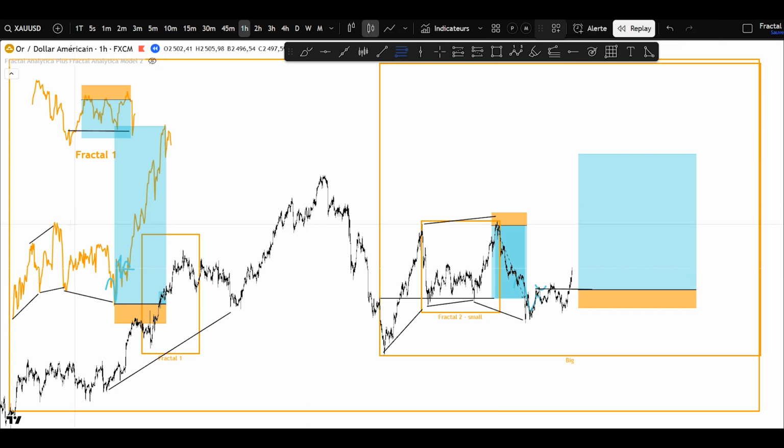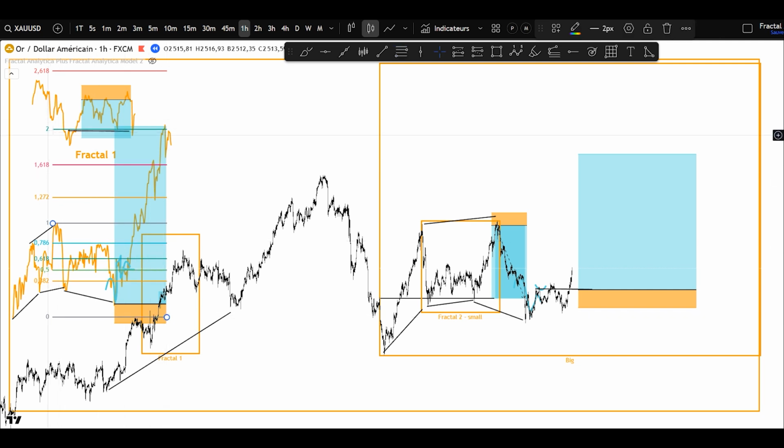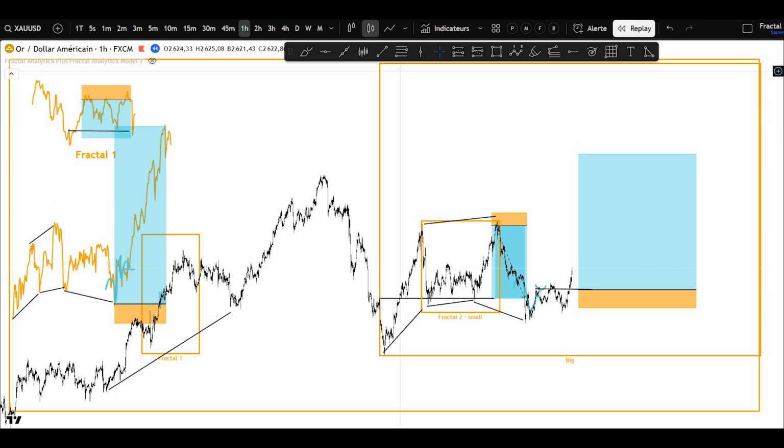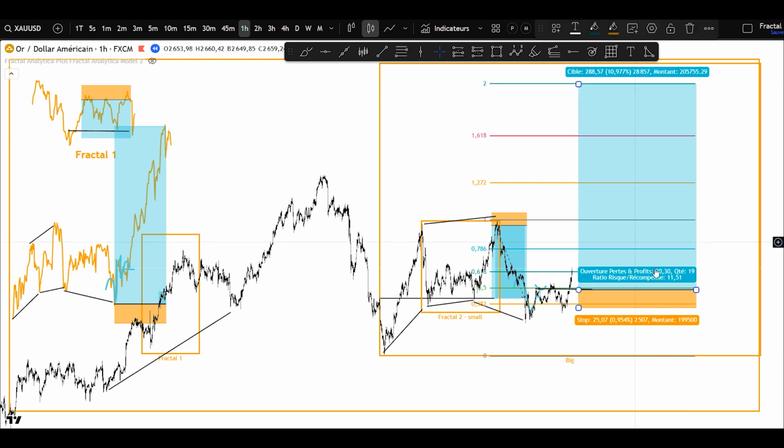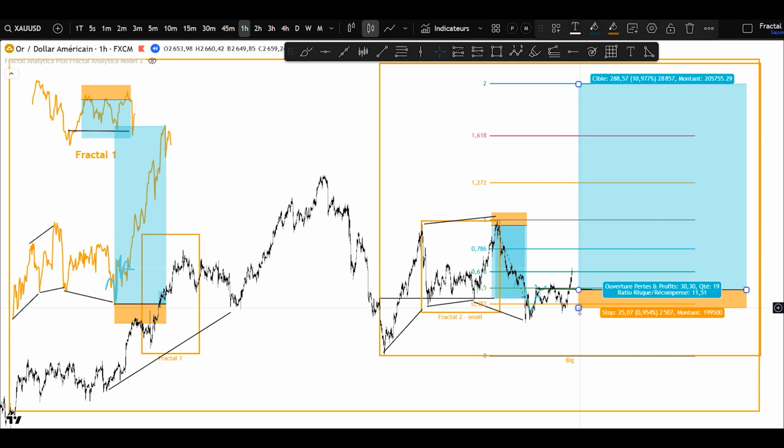For the take profit, I will use the Fibonacci levels. I first apply the Fibonacci on the original fractal wave to see how far the fractal can extend. As you can see, it reached the 2.0 Fibonacci level. I then apply the same Fibonacci projection to the current price movement. I identify the 2.0 level again and set it as my take profit.